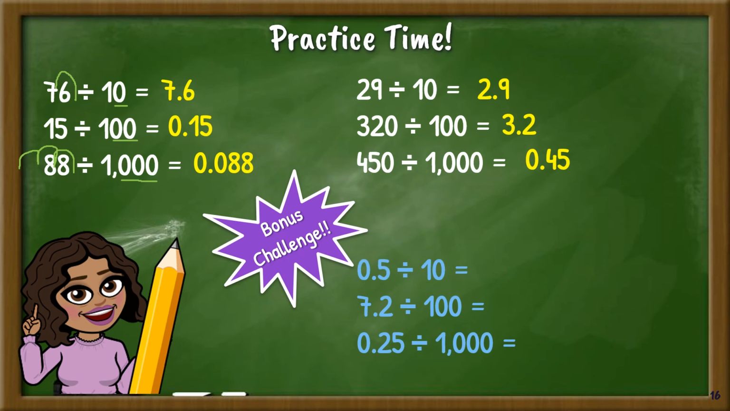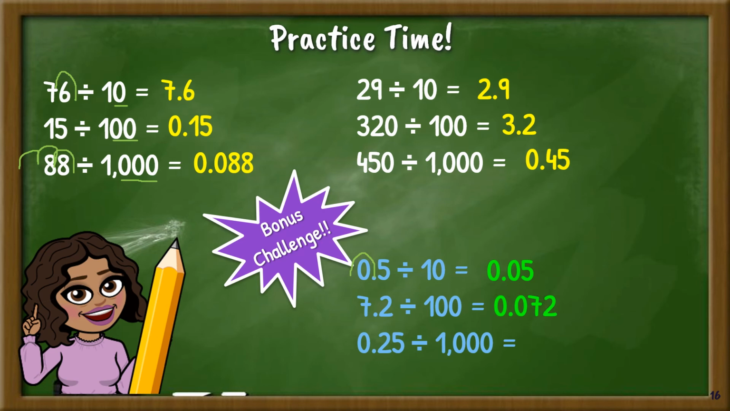Oh, and here comes another bonus challenge. This time we already have decimal points. So instead of moving the invisible decimal point, we will move the visible decimal points that we can already see. So 0.5 divided by 10 gives us the quotient 0.05 because our point was moved one place to the left. In division, we always move to the left.